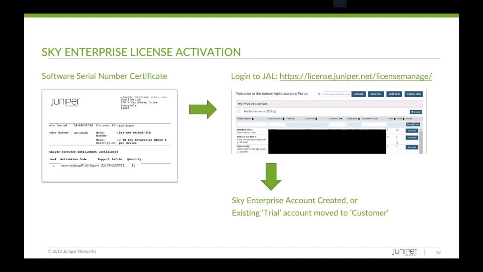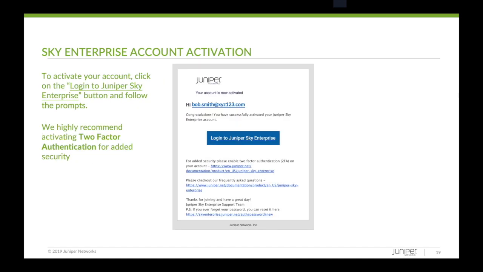When you first get a Sky Enterprise account, you will receive an activation email that looks a bit like the one you see here. In order to use this activation, simply click on the blue box, which will take you to Sky Enterprise, and there you will be able to put in a unique password, log in, and start using the platform immediately.